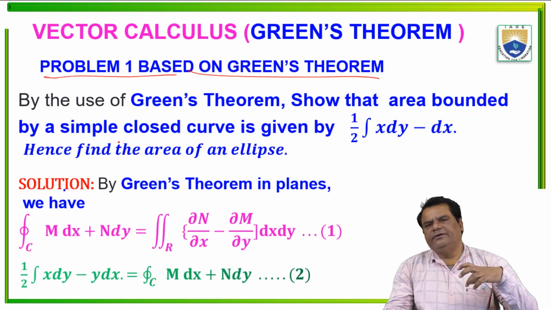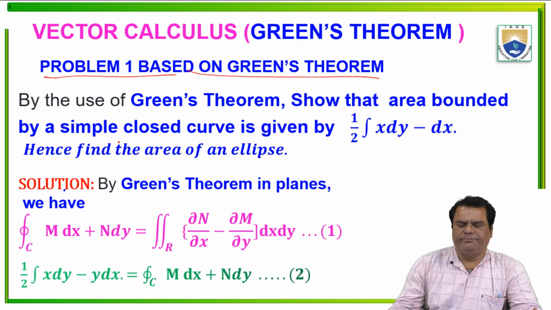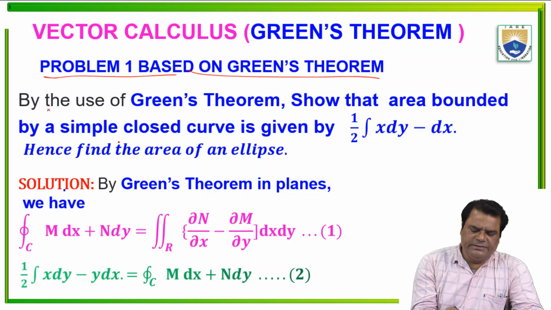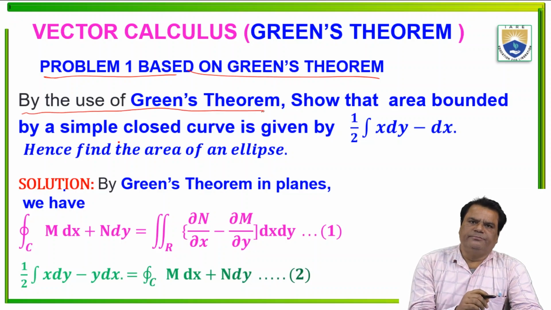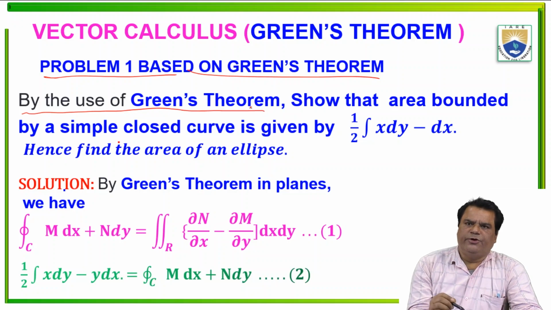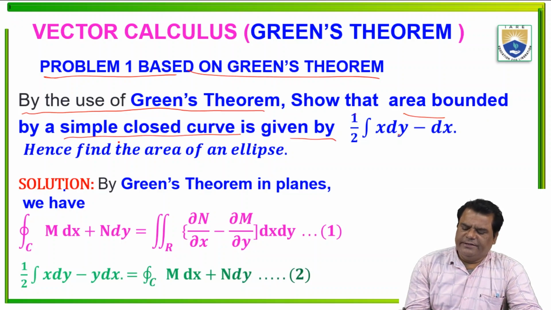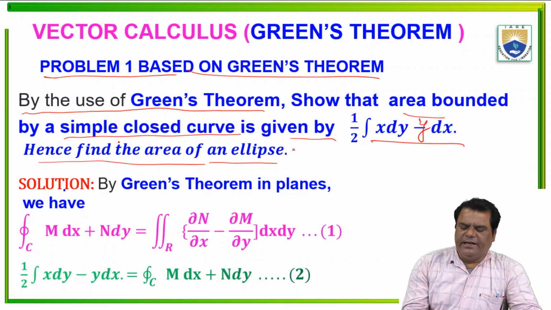How we can find the value with the help of Green theorem. So, what is the question? The question is this: by the use of Green theorem, show that the area bounded by a simple closed curve is given by this, one half integral of x dy minus y dx. This is the area of a closed curve. Hence, find the area of an ellipse.